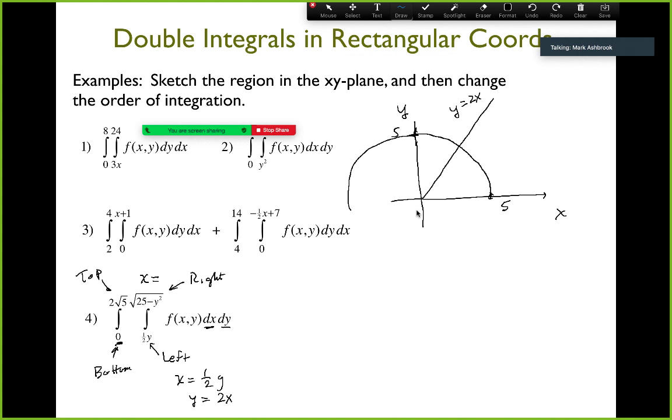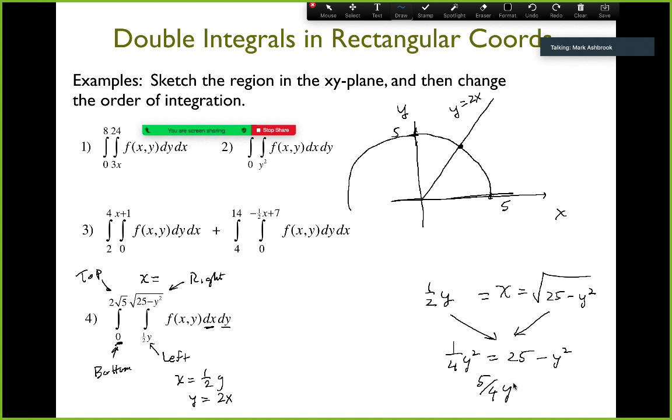Okay, and so if this is the left, the bottom is 0. Before we investigate the top, let's find the intersection of y equals 2x and the circle. So if x equals the square root of 25 minus y squared, we also know that at that point x is also 1/2 y. We're not going to take the time to do all the math, but you square both sides. We can do 1/4 y squared equals 25 minus y squared. So you get 5/4 y squared is 25.